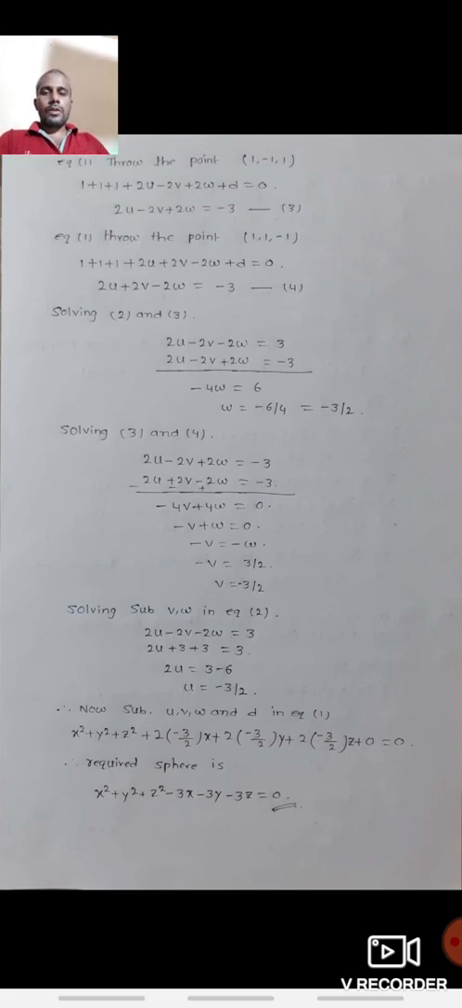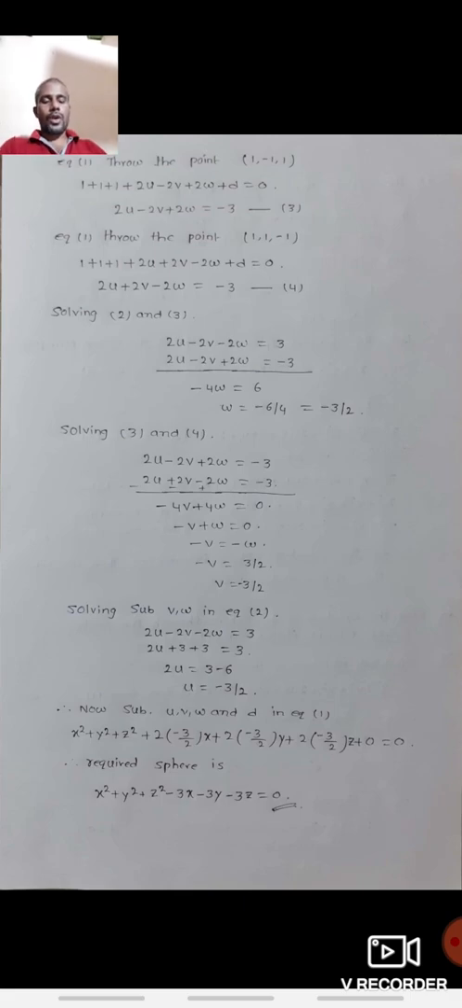So in this problem, 4 points are given. Find the equation of the sphere. That means these 4 points lie on the general equation of the sphere. After that, substitute them in the general equation of the sphere, then we get the 4 equations. Now solve those 4 equations, then we get the u, v, w and d values. Now substitute these values in equation 1, and we get the required sphere equation.